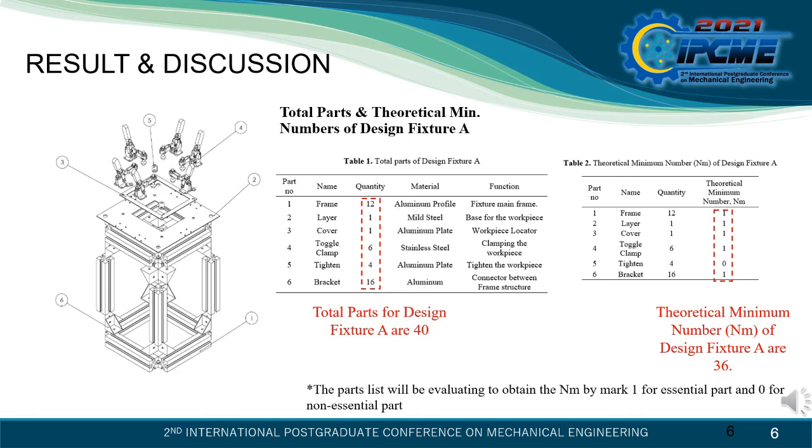In this list, in all parts we put the essential part except the Titan, part number 5, because since we already have the toggle clamp as a clamping device, we try to reduce the other clamping device, which is the Titan, as a non-essential part for a theoretical minimum number of design feature A. So the total theoretical minimum number of design feature A is 36.